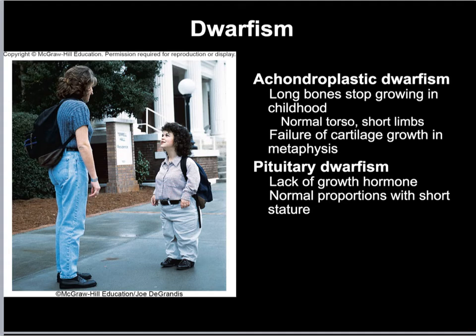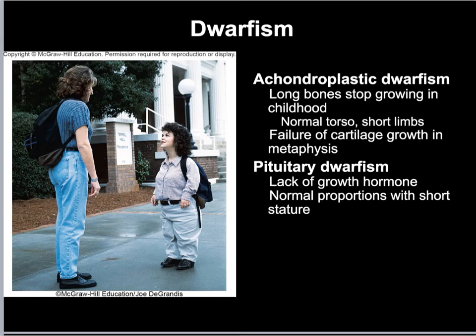All your other bones, your flat bones, your irregular bones, your short bones, those all grow because those grow through a different method. They aren't growing through the epiphyseal plate or anything like that. So you end up with a normal torso, normal skull, fairly normal pelvis. Your long bones will be of an appropriate width because they're still growing wider, but they don't grow longer.